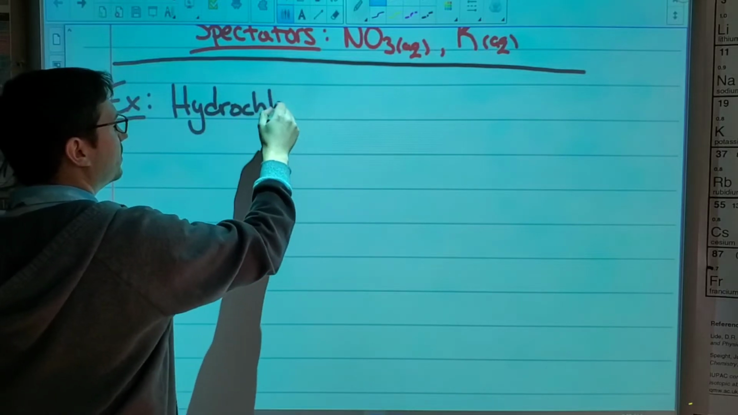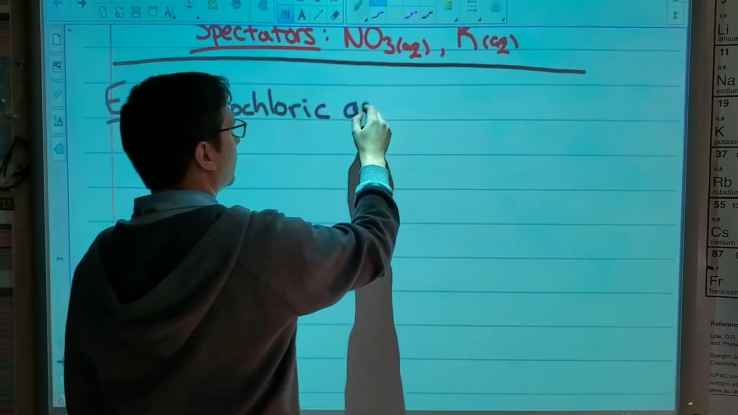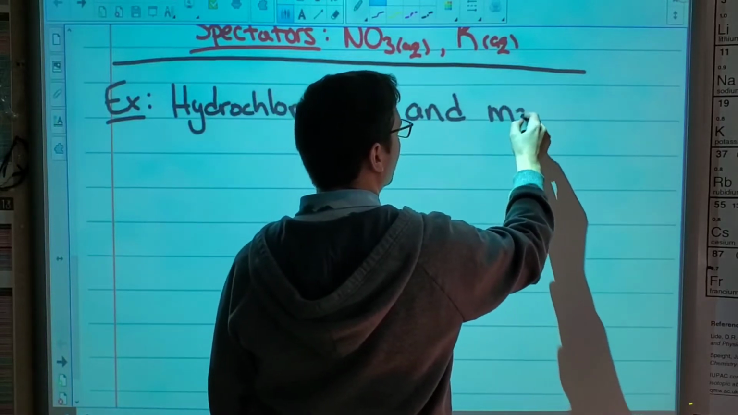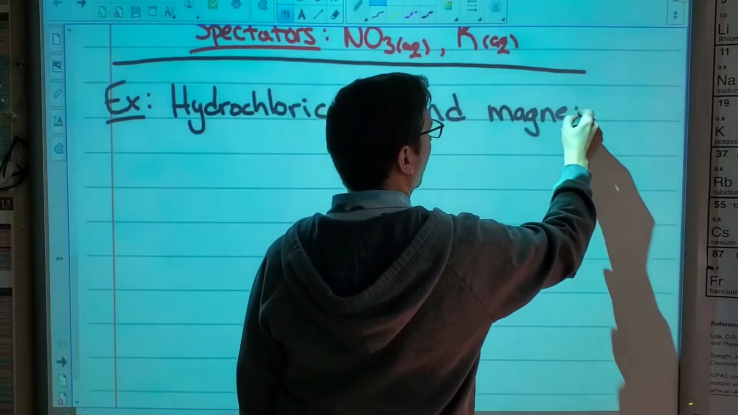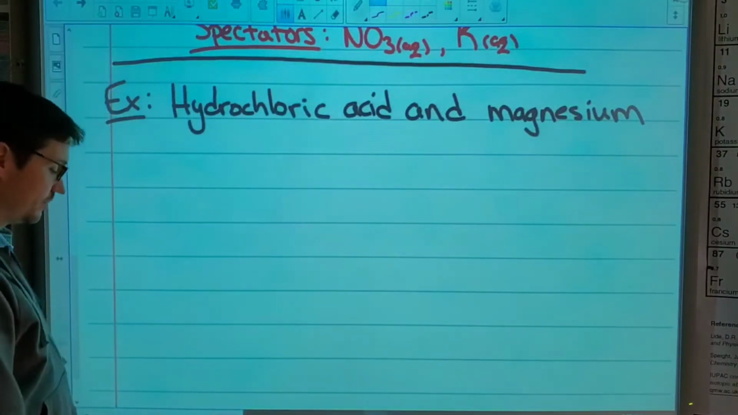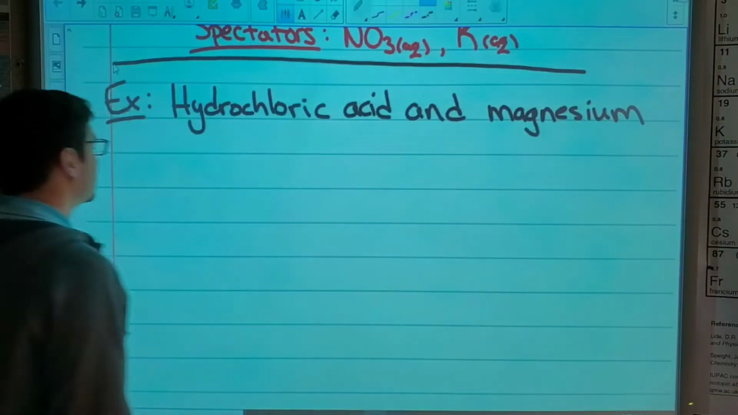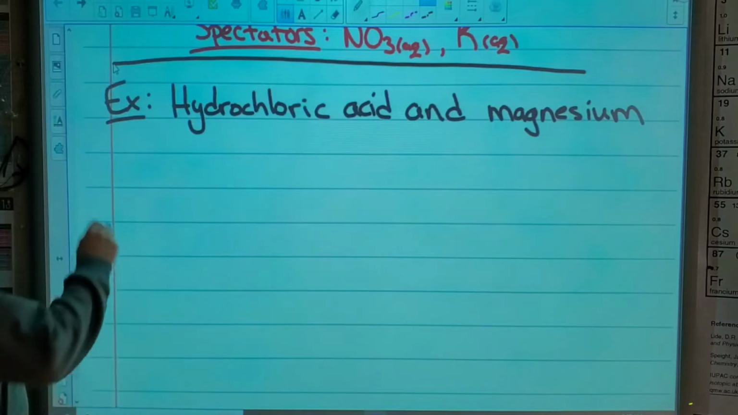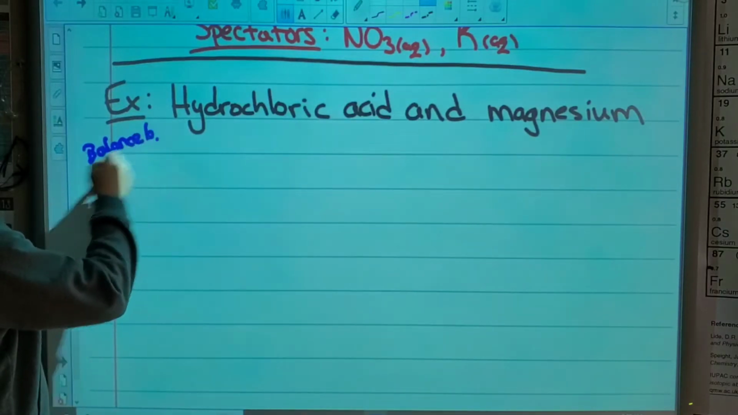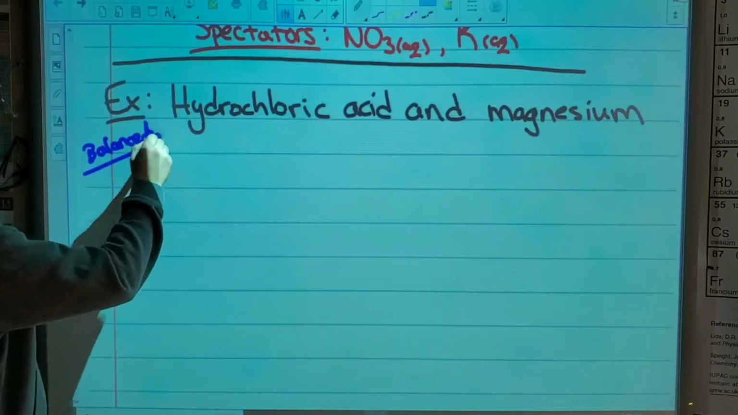Hydrochloric acid and magnesium. Obviously, the hydrochloric acid was in a solution, so that's important. So the first step is we have to write a balanced reaction. So let's go ahead and write a balanced chemical reaction.